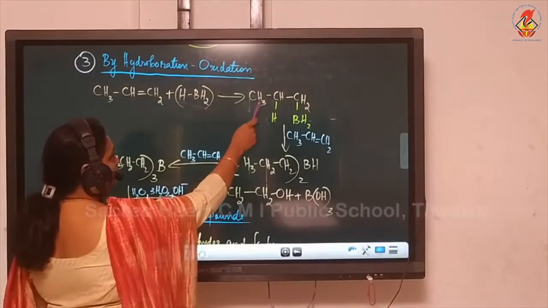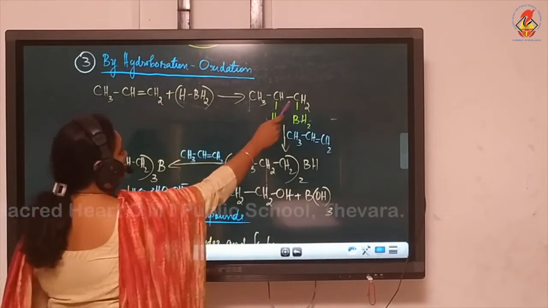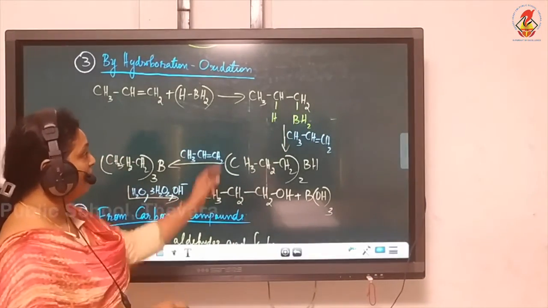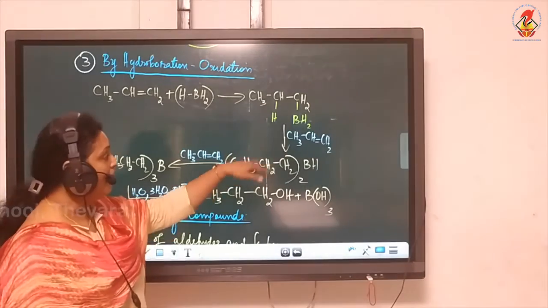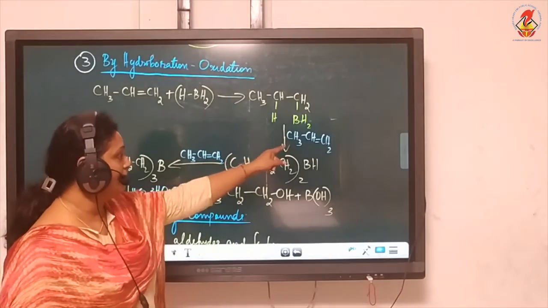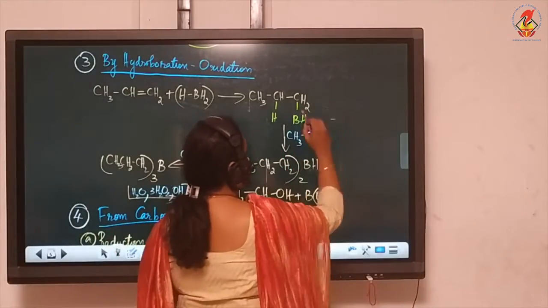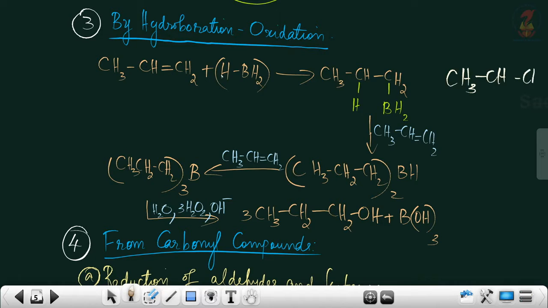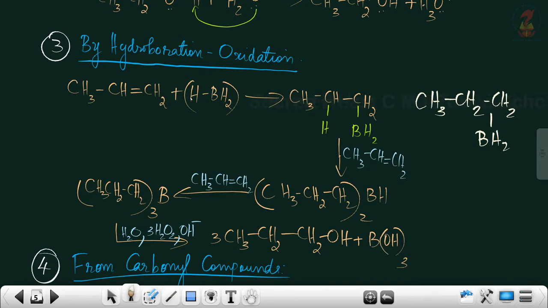And you can see here CH3, CH, the single bond CH2, BH2. Now in the next step, this is one addition product. Now in the next step, another molecule of alkene, propene, is added to this. Now here also, when you write the reaction, I'll show you how the addition takes place. CH3, CH, CH2, BH2, CH2, CH2, BH2. Plus, we are going to add CH3, CH double bond CH2.